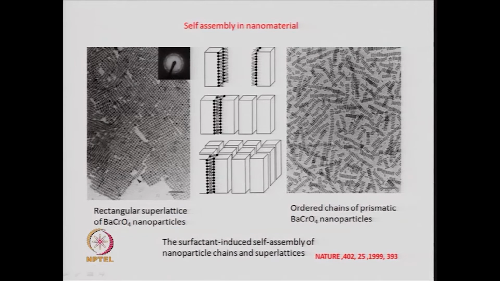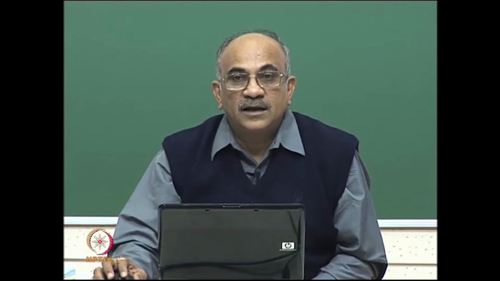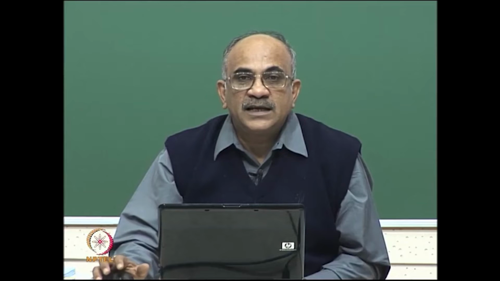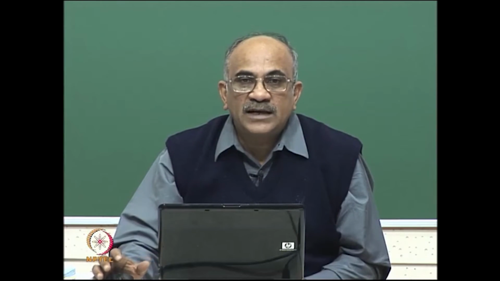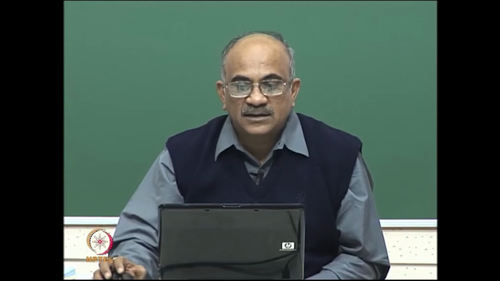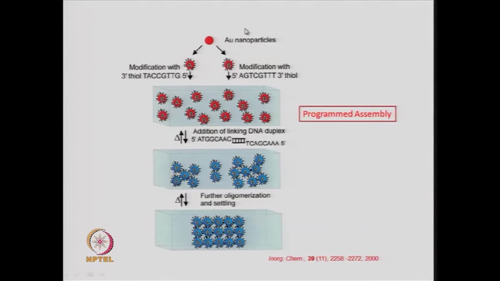So, you get a chain of nanoparticles or nanocrystals of barium chromate, and so these are examples of surfactant induced self assembly of barium chromate nanocrystals, and depending on the surfactant you can change them into 2D layers or one dimensional chain like structures. The self assembly is caused by surfactants. Now, this is another example.